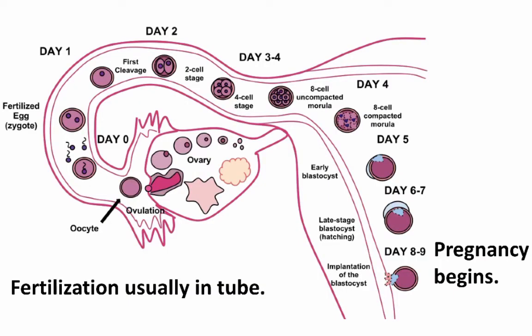So this is just showing you different stages of both the ovarian cycle here, and then after ovulation, when you have the mature egg, you have fertilization here, and then the first cell division. So you come to the 2-cell stage and the 4-cell stage, the 8-cell stage, until between days 5 and 8 is about when implantation occurs.